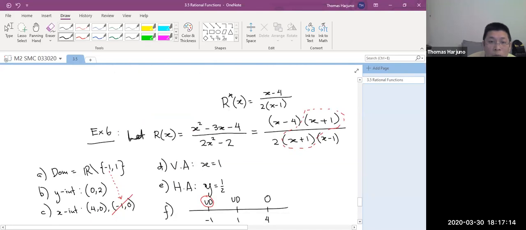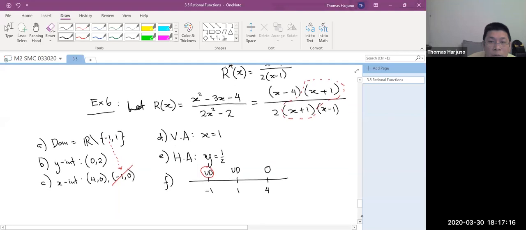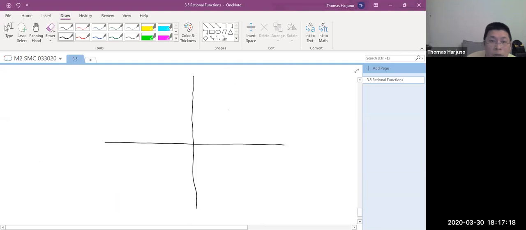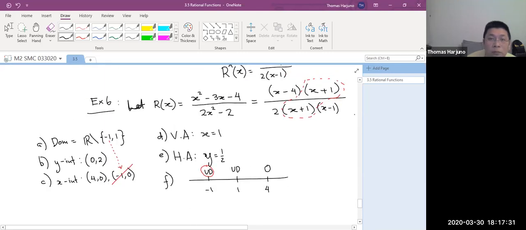Now let's put them in the graph. Y-intercept 0, 2, x-intercept 4, 0. Vertical asymptote, x equals 1.